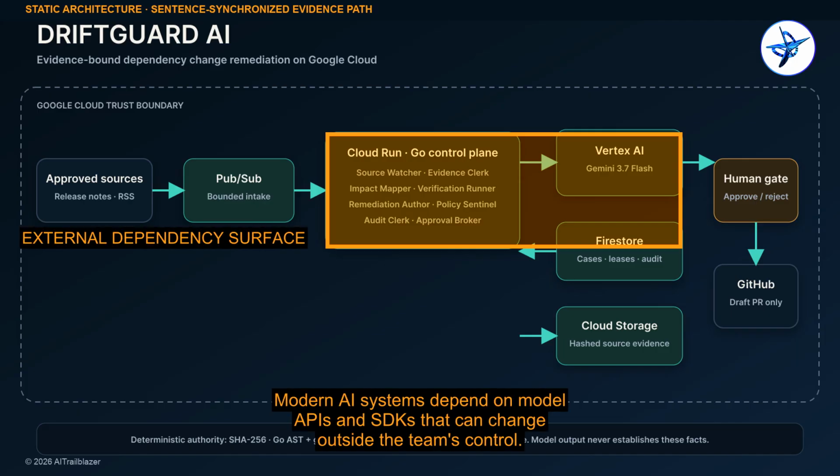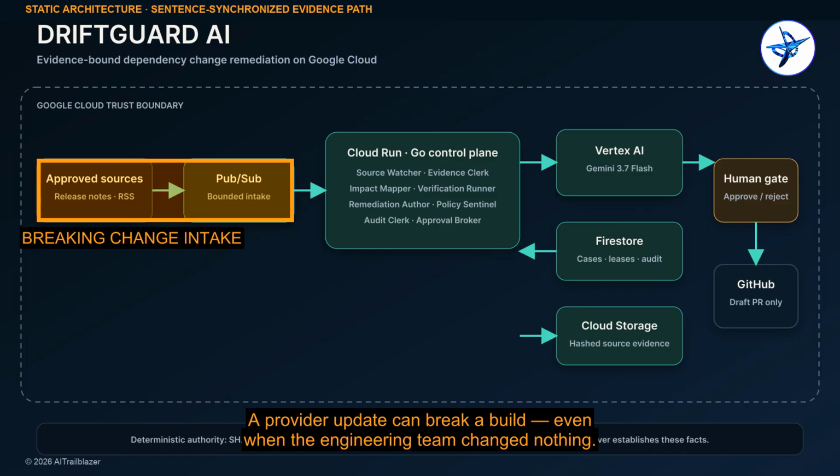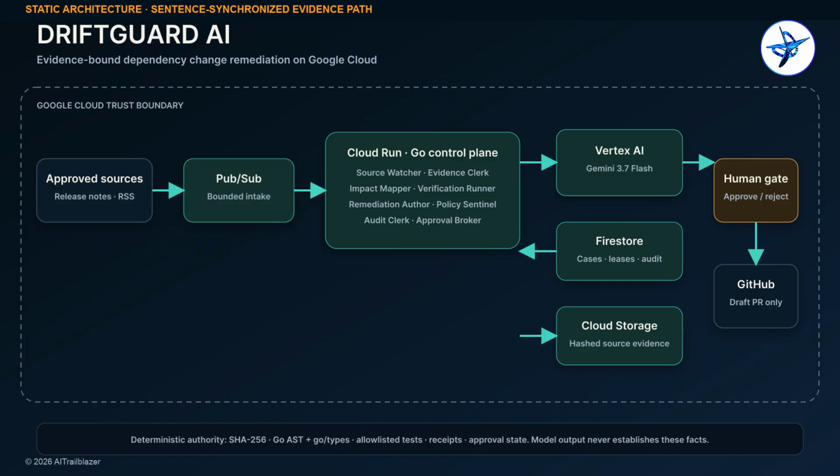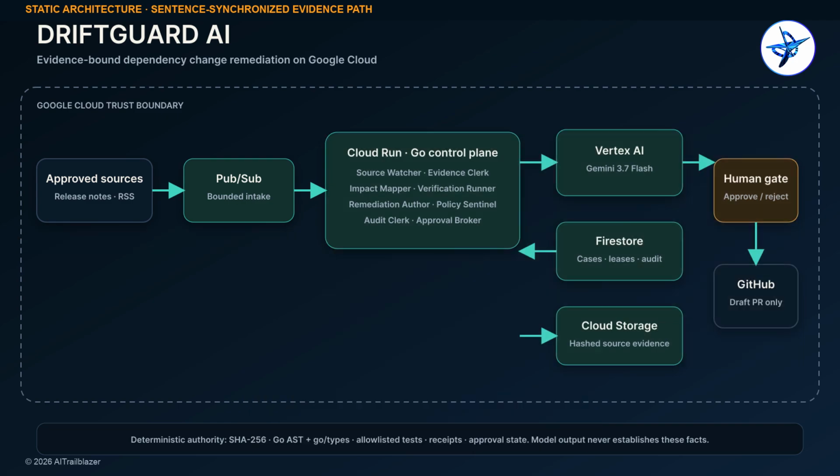Modern AI systems depend on model APIs and SDKs that can change outside the team's control. A provider update can break a build, even when the engineering team changed nothing. DriftGuard connects detection, deterministic verification, bounded remediation, and human approval in one evidence-bound workflow.